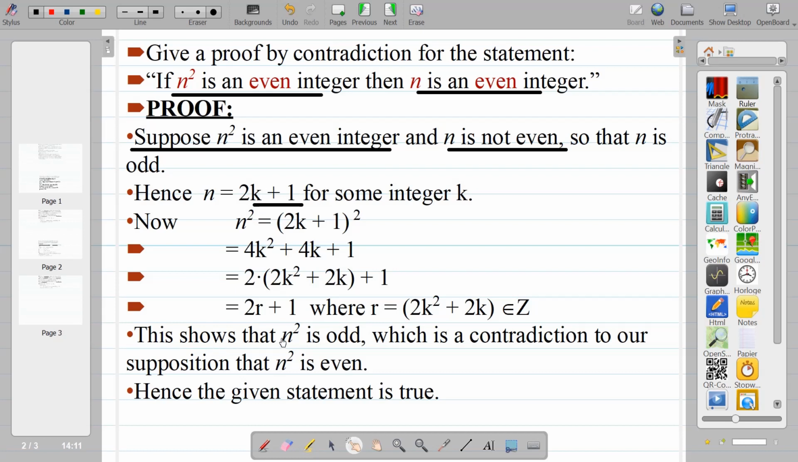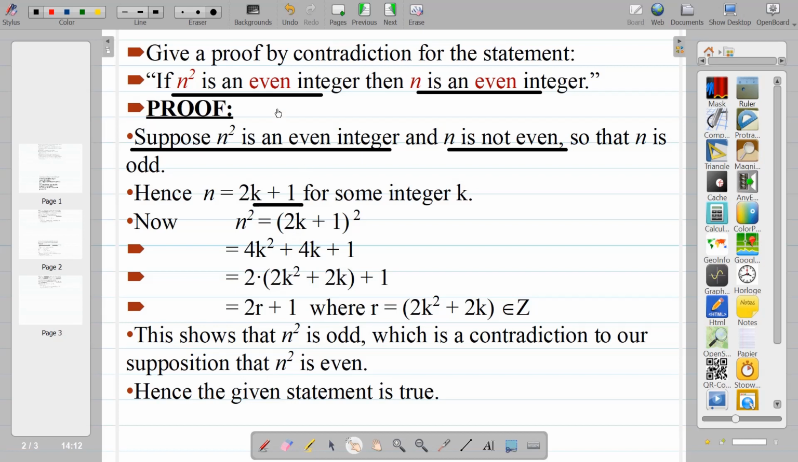So this shows that n squared is odd, which is a contradiction to our supposition that n squared is even. Hence the given statement is true. This is how we prove. Here we were supposed to prove that if n squared is an even integer, then n is an even integer. But by contradiction, we supposed that if n squared is an even integer, then n is odd. But at the end, we have seen that n squared will not be even. If n is odd, n squared will also be odd. So it leads to a contradiction.